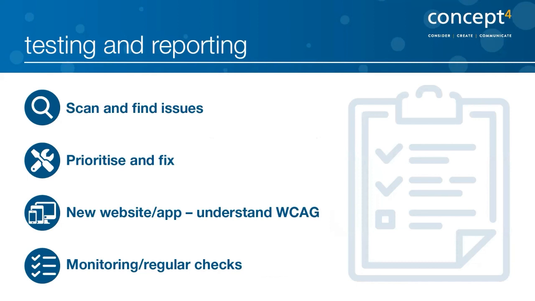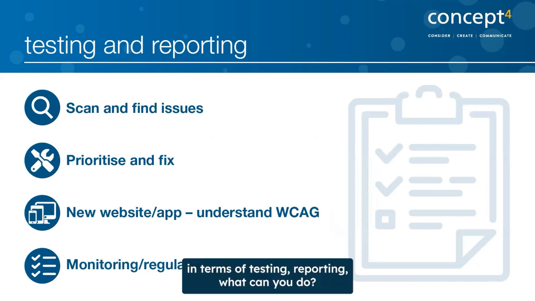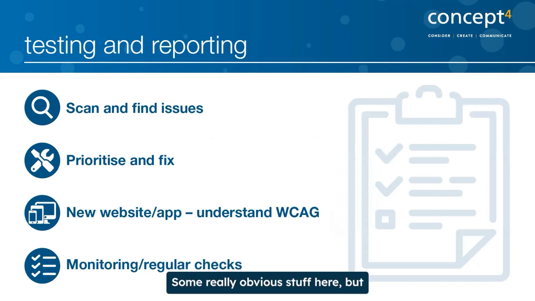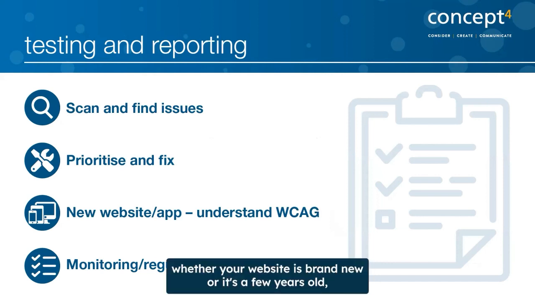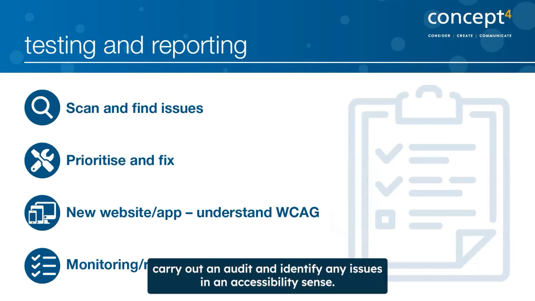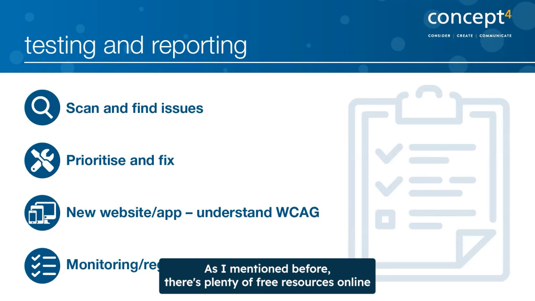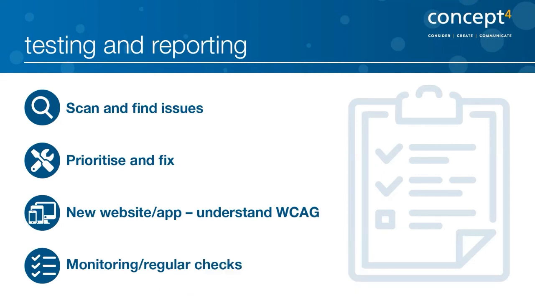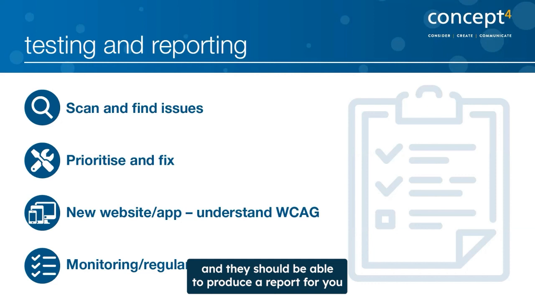Okay, so in terms of testing and reporting, what can you do? Some really obvious stuff here, but whether your website is brand new or it's a few years old, carry out an audit and identify any issues in an accessibility sense. As I mentioned before, there's plenty of free resources online to do this for you, or you can contact your web agency and they should be able to produce a report for you.